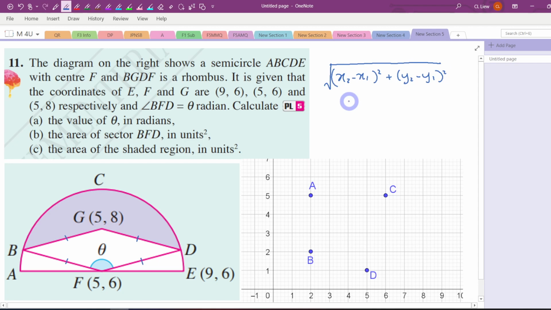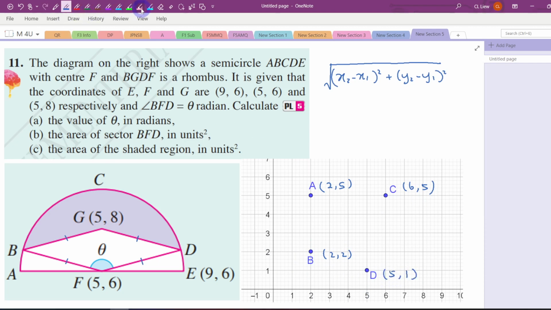But actually we don't always have to use this formula. When we are asked to find the distance between two points, we try to observe their coordinates first. Now let's look at this example. What is the coordinate of A? It's (2, 5), right? How about C? (6, 5). How about B? (2, 2). And how about D? (5, 1).